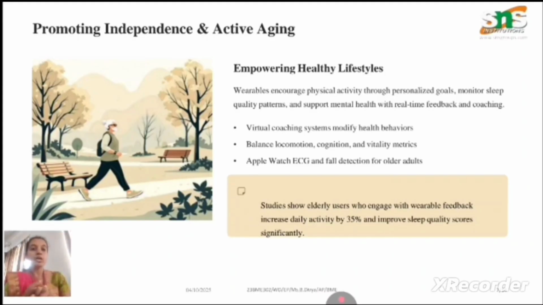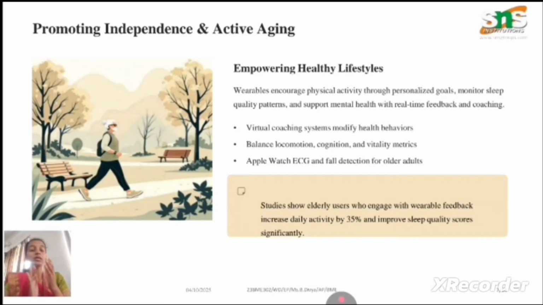Virtual coaching systems modify healthcare behaviors. We can give coaching systems for the elders on how to use the medical devices and wearable devices. We can teach them how to use it. And Apple Watches, that is ECG and fall detection for older elderly patients. As I told you already, the Apple Watch, or a smartwatch, is very specific, where it can identify the heart rate, oxygen level and glucose level in patients. This will be very helpful for elderly patients also.